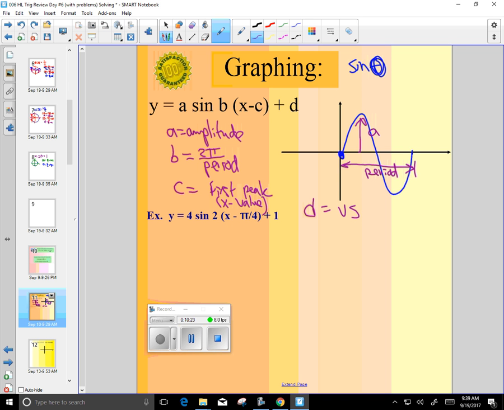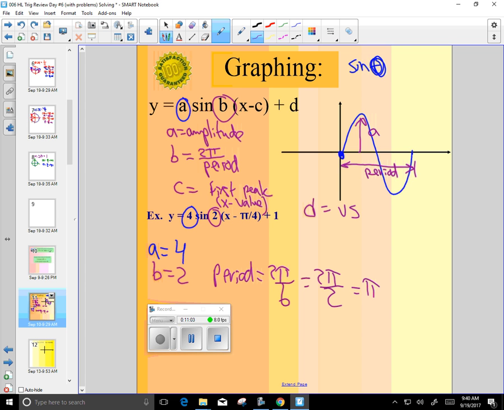Okay, let's try one here. This looks like y equals 4 sine (2x minus pi over 4) plus 1. You need to factor out first. What's A in this example? The number out in front. 4, yep. Okay, what's B going to be? 2. So the period is going to be 2 pi over B. You just do a little algebra here, switch those. So 2 pi over 2 was pi. We got that already. Remember that.